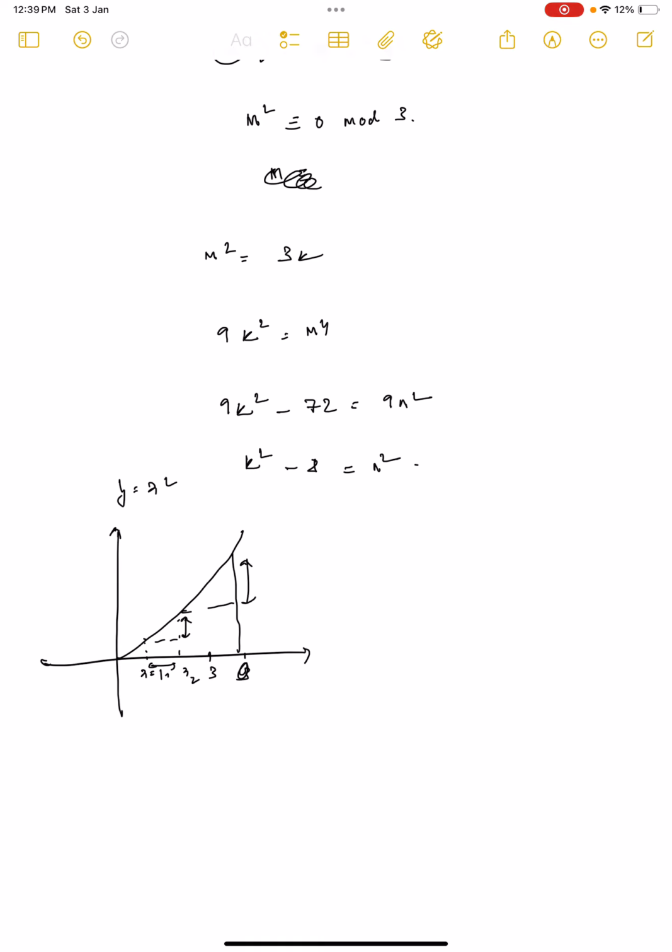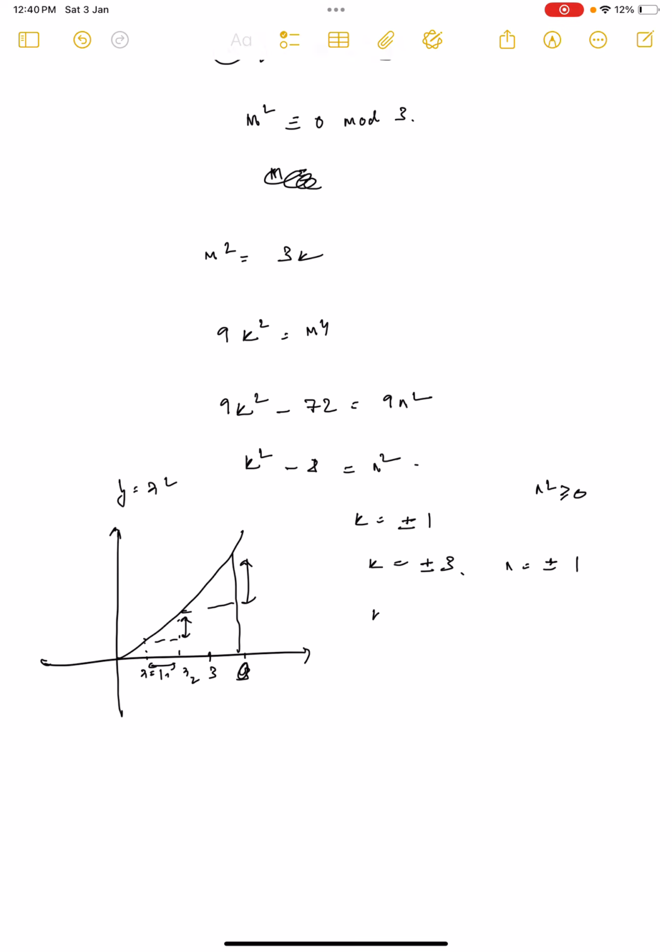Right. So for k equal to, let's say, plus minus 1, you have n square as minus 7, which is not possible. Obviously n square is greater than or equal to 0, and k square should be greater than 8, which only happens when k is, let's say, plus minus 3. So for plus minus 3, we have n equal to plus minus 1.